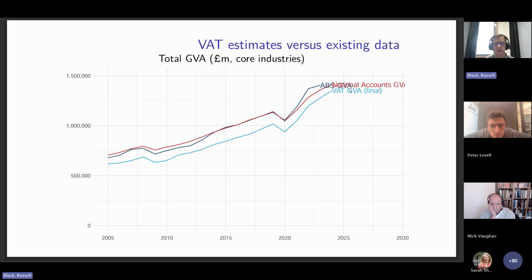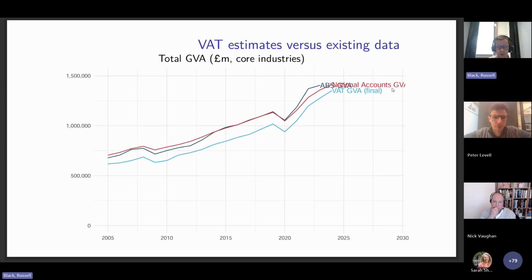So ABS and national accounts total GVA basically agree, because the national accounts balancing process is already not doing too much, and the ABS is already agreeing with most of the other data that goes into the balancing process. The VAT data is systematically lower. VAT data for GVA is about 5-10% lower in level.